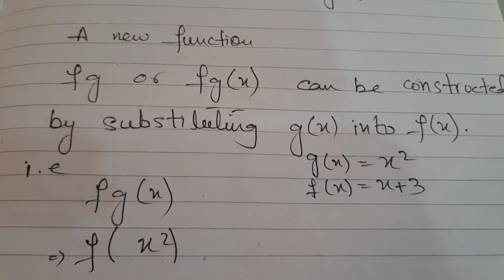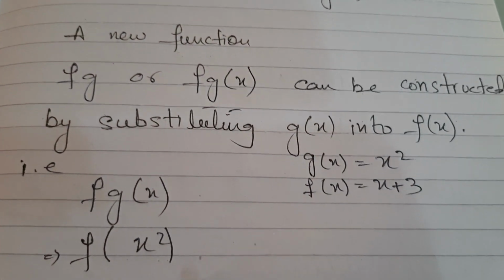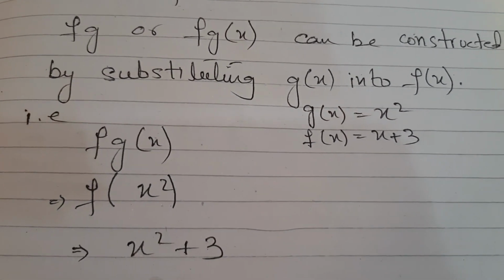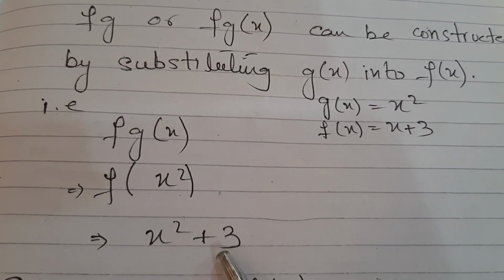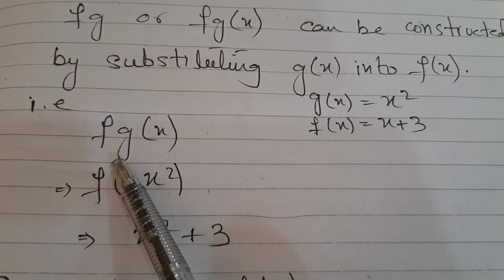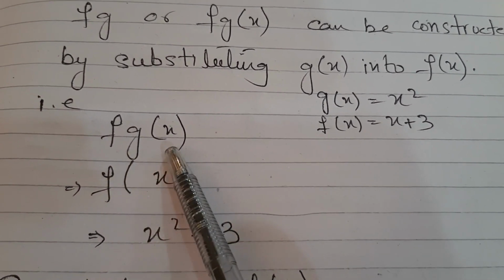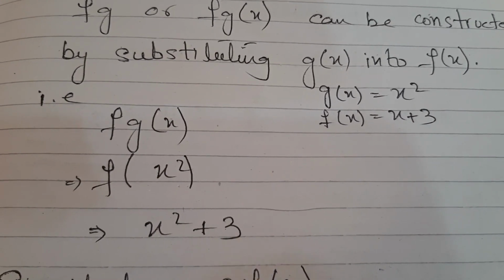You can see the function g of x is x square, and I'm substituting it in place of x here. So it will become x square plus 3. So my composite function f of g of x is x square plus 3.